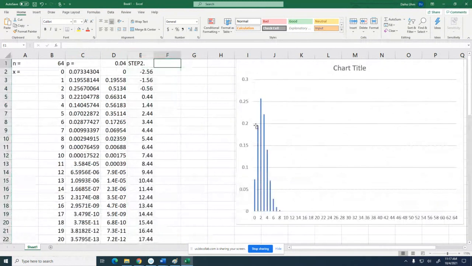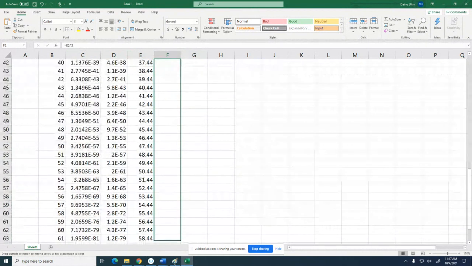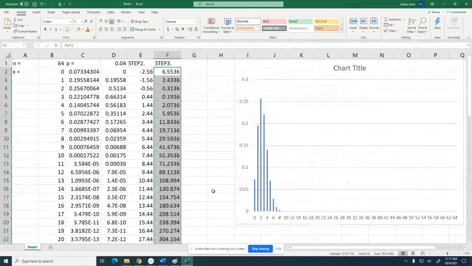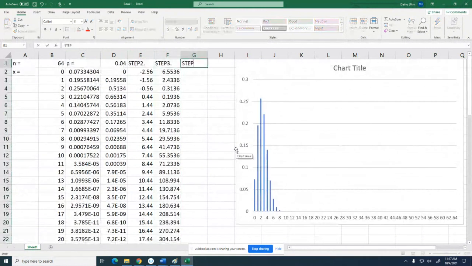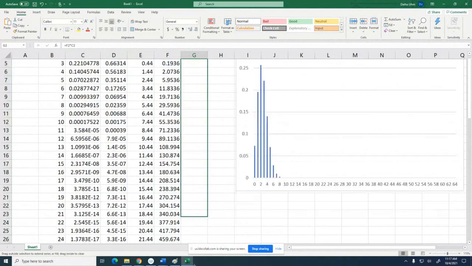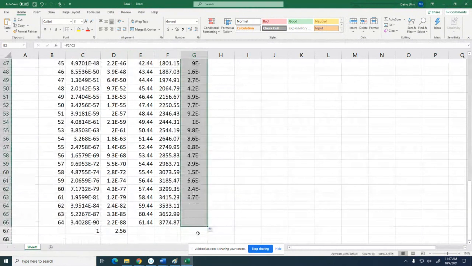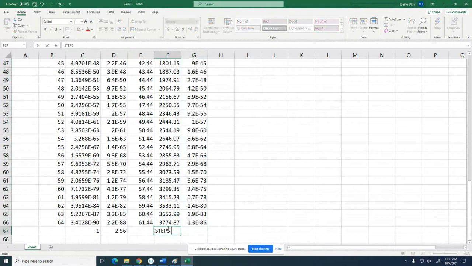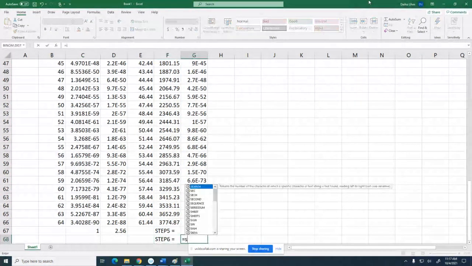What will be next, step 3? We have to take the square. Copy down up to 64. What will be step 4? Multiply its probability, then copy down. What is step 5? Now we take the sum. Step 6, finally, we take the square root of it.